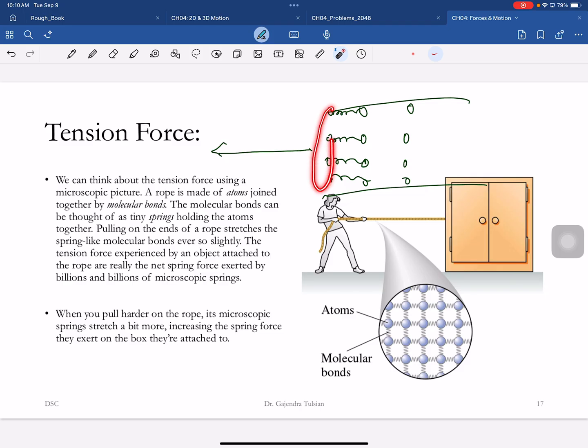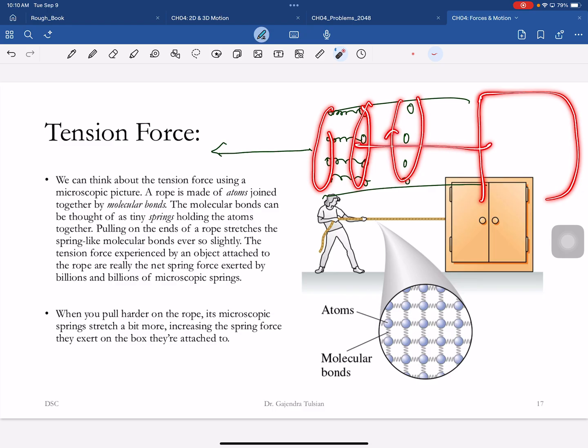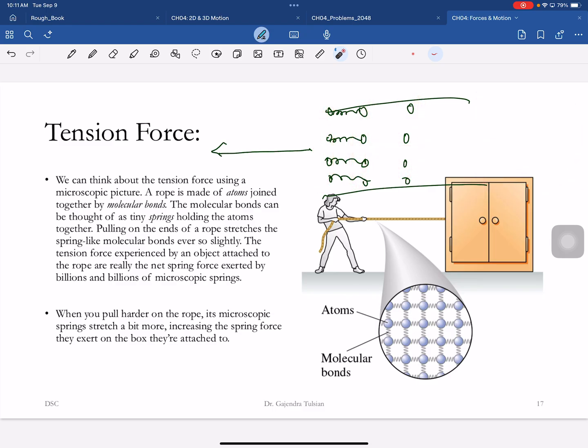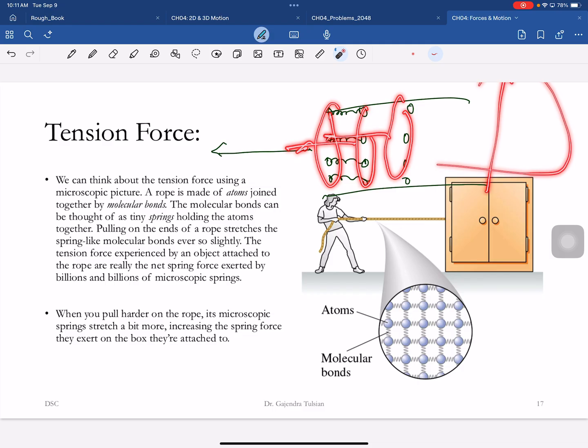So you're pulling on this layer, which is pulling on this layer of atoms, which is pulling on this layer, which is eventually pulling the box. What if I increase this force to 200 pounds? What will happen? You're pulling on this thing, the spring stretches harder, longer, and all those forces add up to 200 pounds. So all this layer is pulling this layer with 200 pounds, which is pulling that layer with 200 pounds, which eventually gets transferred to the box. Okay?